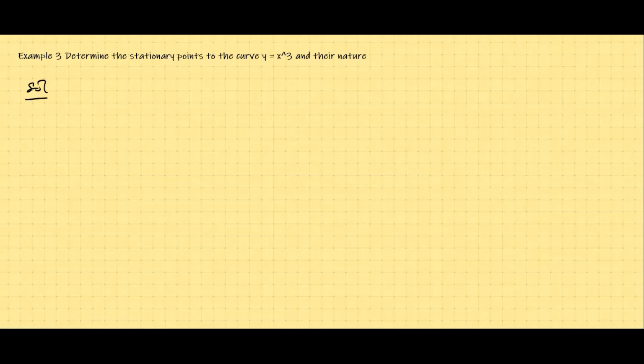We've got to determine the stationary points of the curve y equals x cubed. Well, how do we get stationary points? We get them by, first of all, differentiating the function. So we're going to get 3x squared. And then we know that stationary points satisfy dy by dx equals 0.